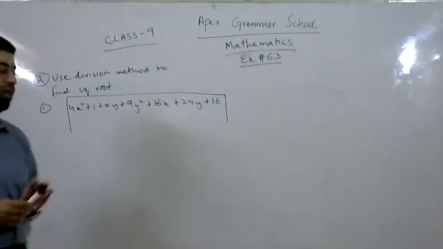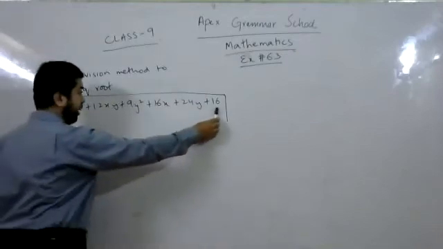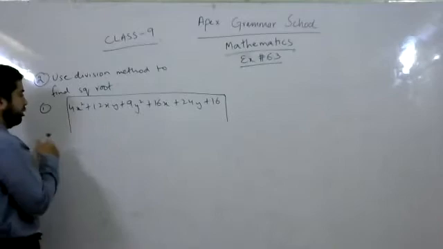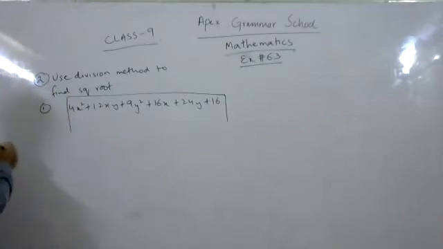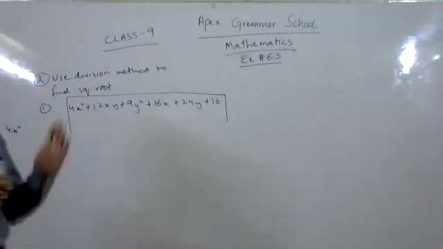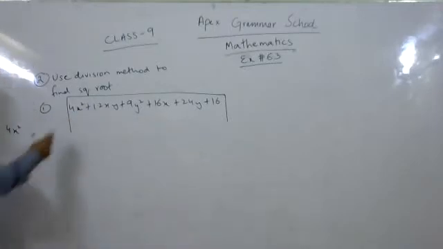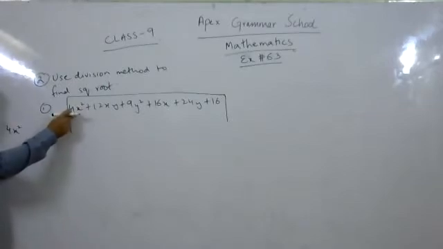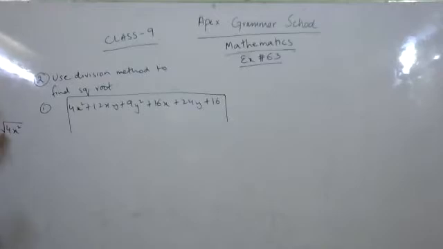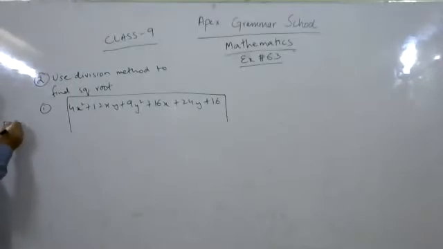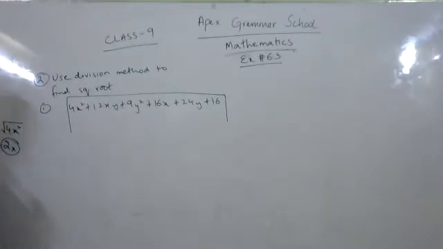For that purpose, the criterion is the very first expression, that is 4x square. You need to write 4x square here in rough and find the square root of it. What is the square root of 4? Square root of 4 is 2. Square root of x square is x, because the square and the square root cancel, leaving x. So the square root of 4x square is 2x.